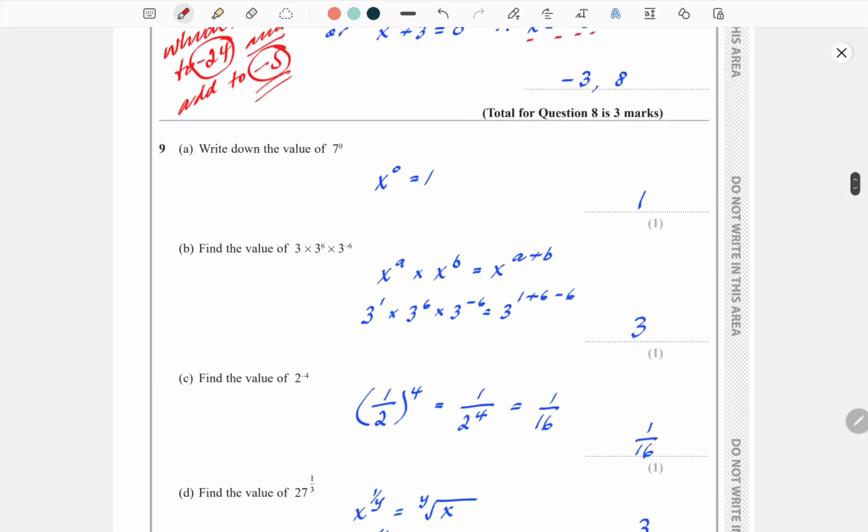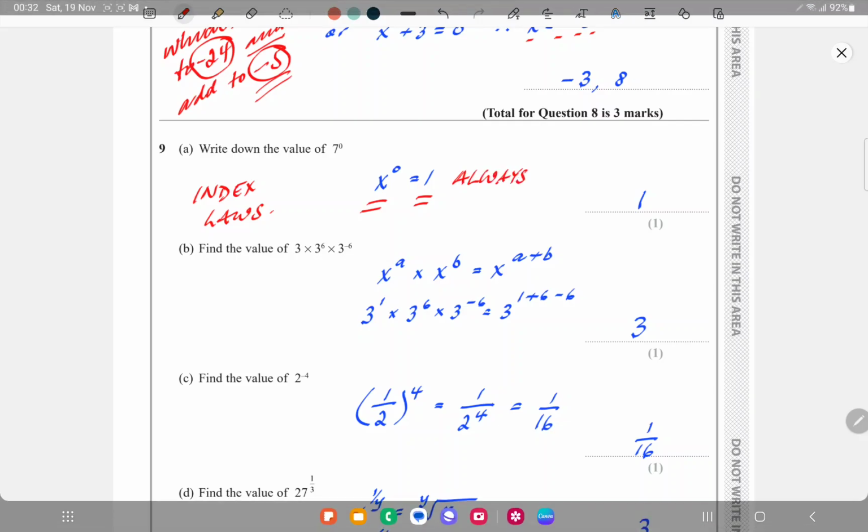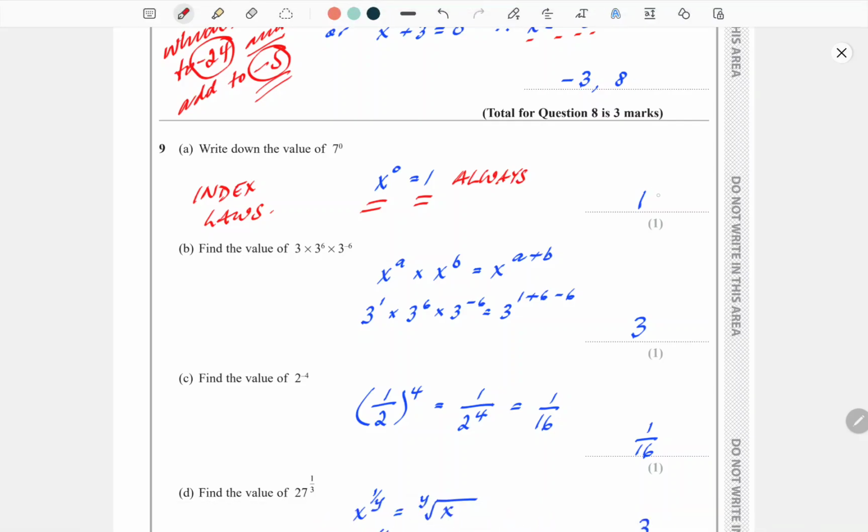Number 9 is all about the index laws. I'll put down the basics that you need here. Any number to the power 0 is always 1. It doesn't matter what the number was to start with. Therefore, the answer is just simply 1.